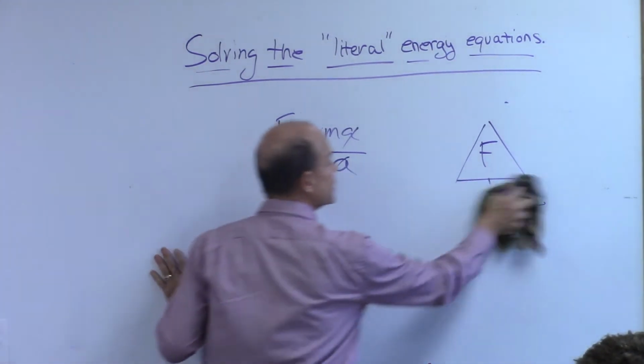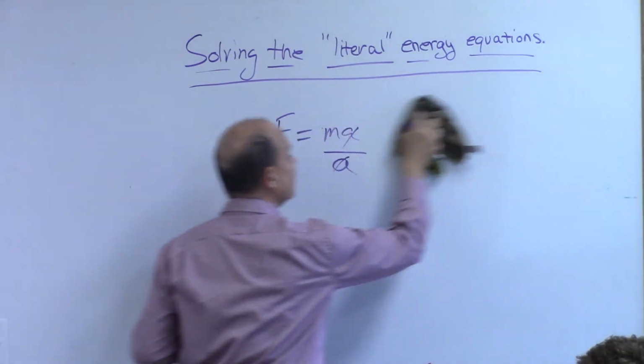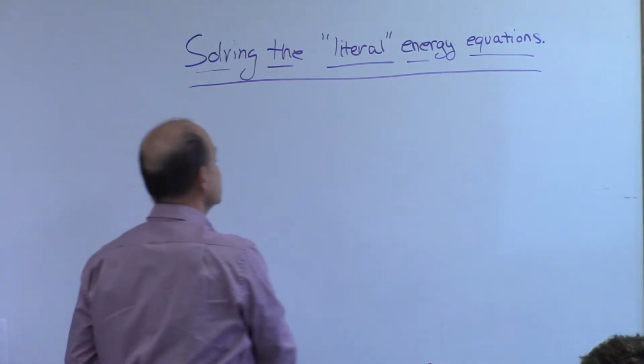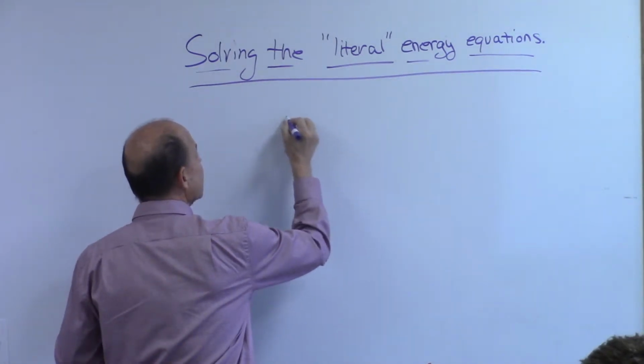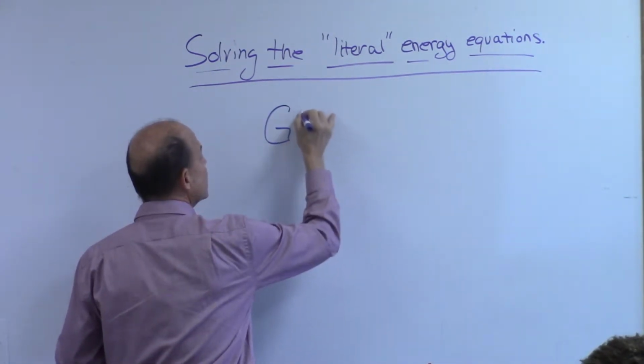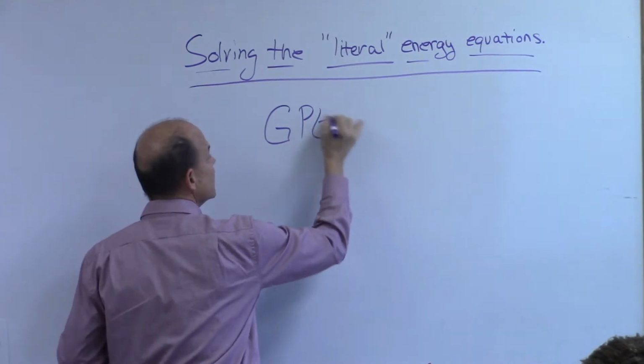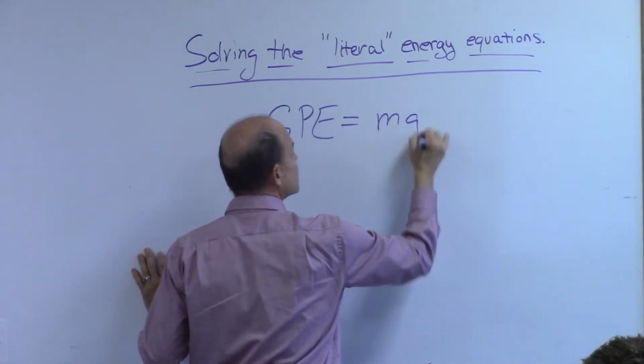Let's go back to the energy equations. Let's not be fooled by magic. Let's use science. All right? No, in this case, mathematics, right? Let's take, first of all, we're going to go back to your notes. You've already written GPE is equal to MGH.